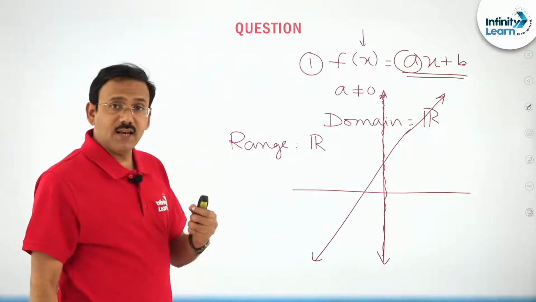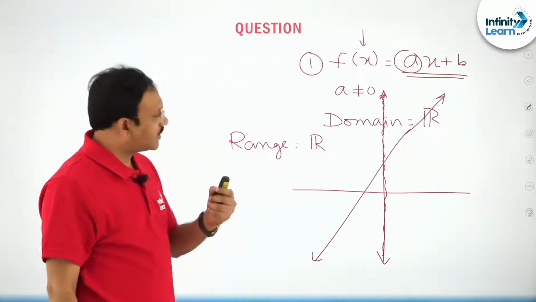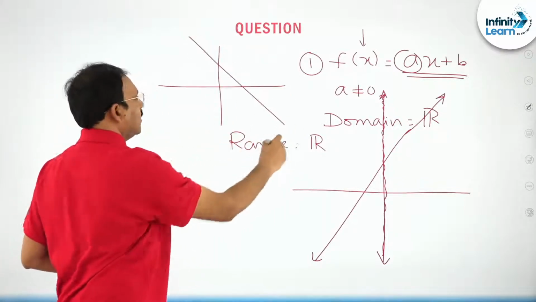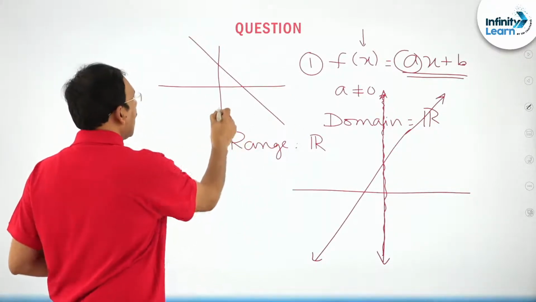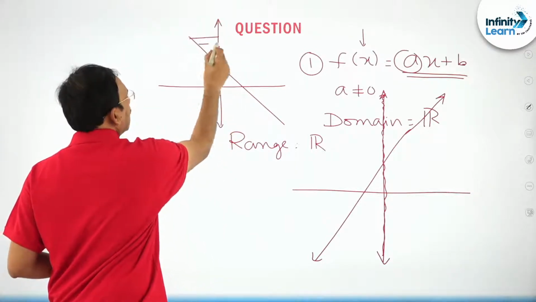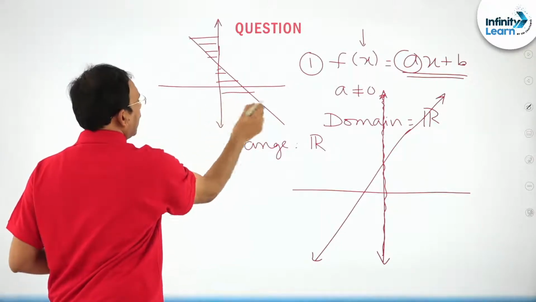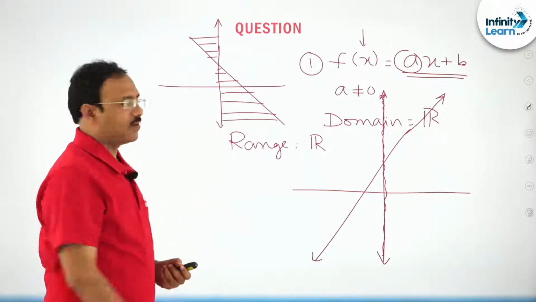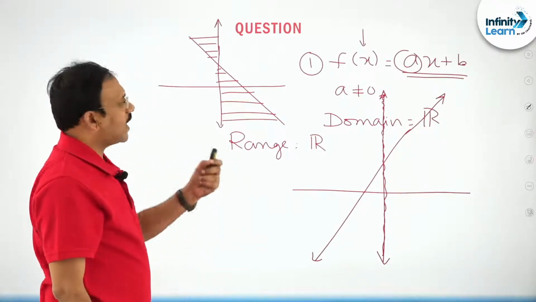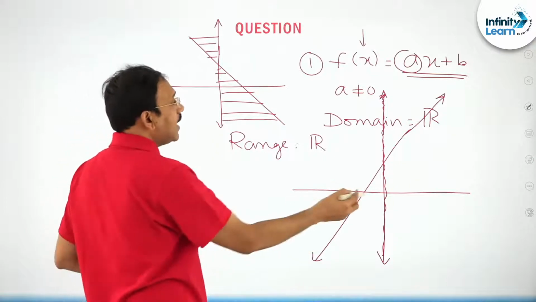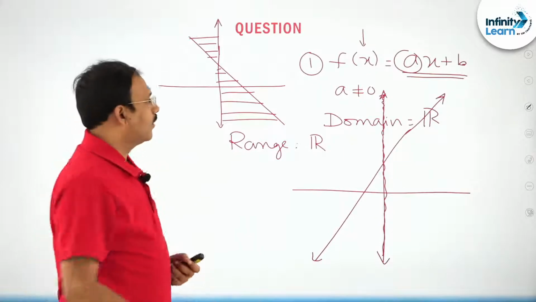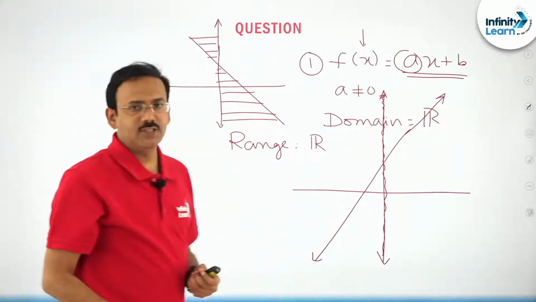If a is negative, friends, it will still be a straight line, with a negative slope. So if you observe the y-axis, you see what values are covered by the corresponding curve. Every value is covered. So by just observing the graph, the range of any linear polynomial is R, provided the x coefficient is not 0.